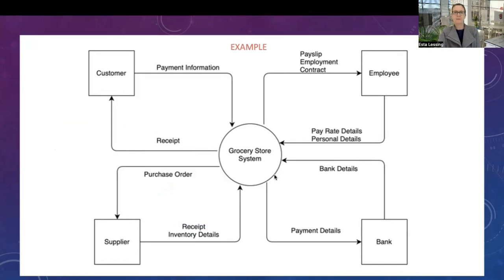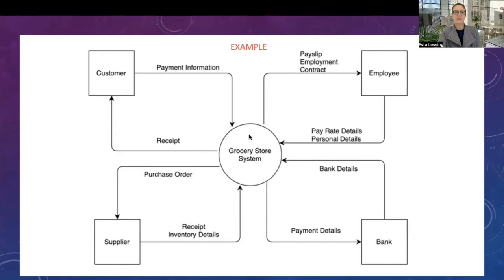So who could be all the different entities external to our system that will send us information or receive information from us? And in this case, you will see that we've actually identified the customer as being one of our sources of information, the employee that works at the grocery store, the suppliers that send us products to sell, and then the bank, who handles all the money that comes in and out of our system.